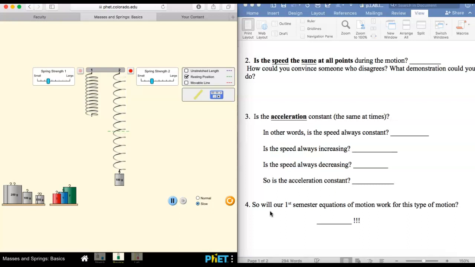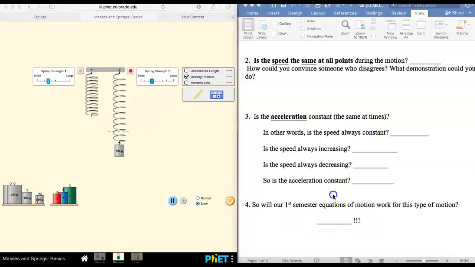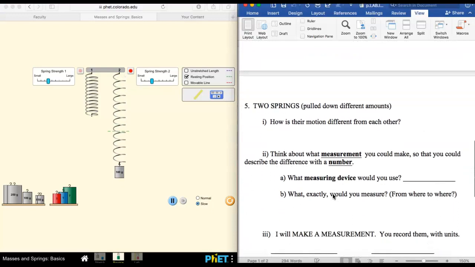The answer is they only work if the acceleration is constant. And for this motion here, and for the pendulum, the acceleration is not constant. So will our first semester equations of motion work for this type of motion? And the answer is no. See, I have 3 exclamation points. You should write a big no there. They will not work. So we need to learn.